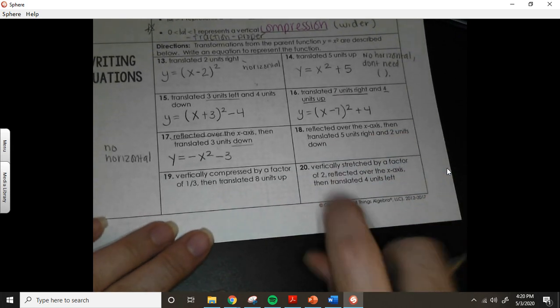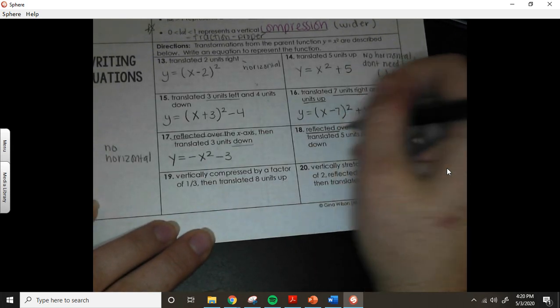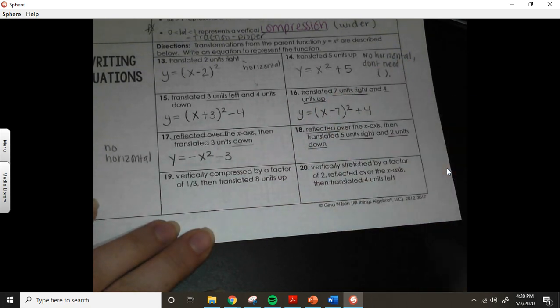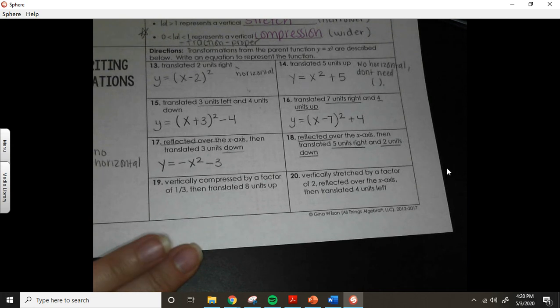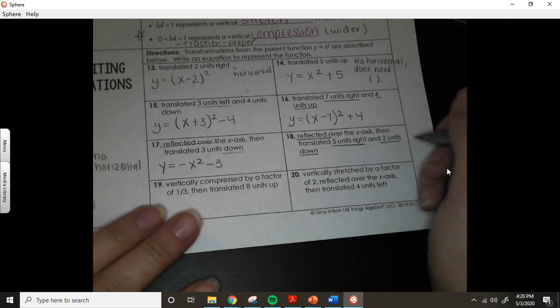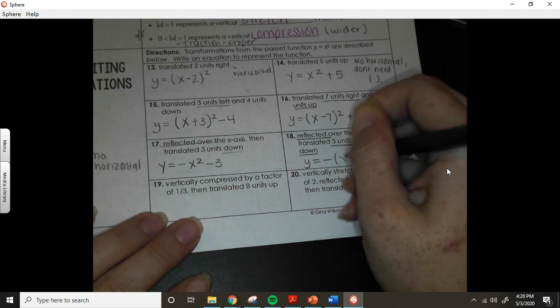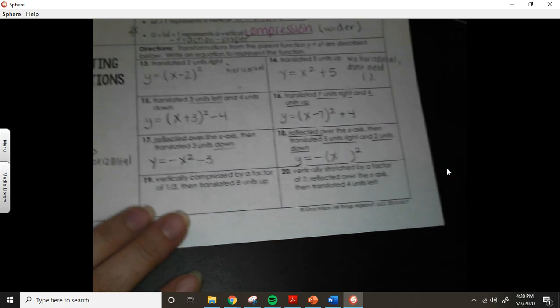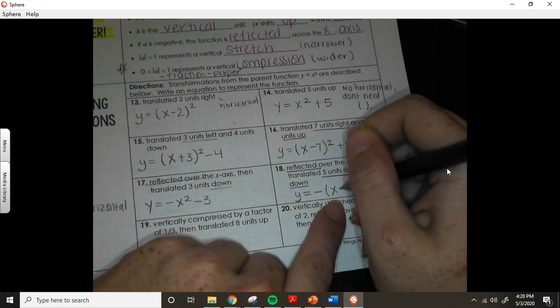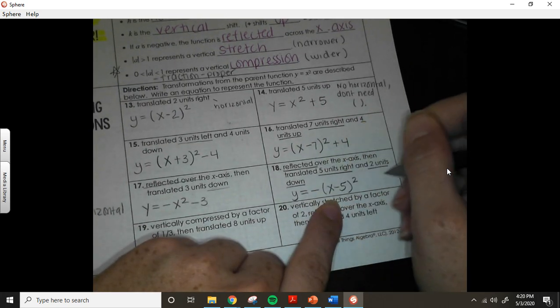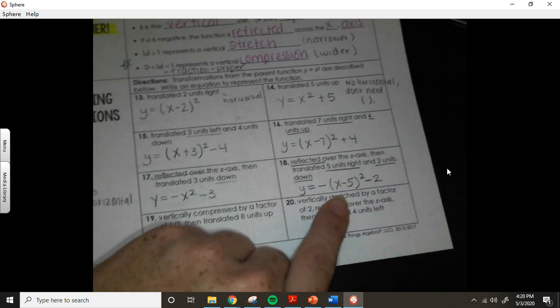Okay, number 18, we have a reflection. We have 5 units right, 2 units down. So we've got a couple of things going on here. So since we have horizontal, we need our parentheses. Okay, and since we're going right, I know it's going to be minus. So it's minus 5. And 2 units down means minus 2 as your k.